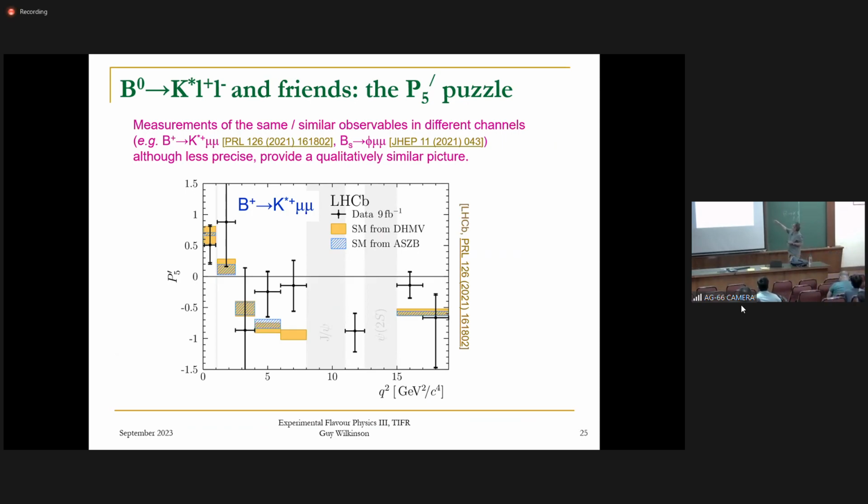And you can look in other decays of the same family, like the charged decay, B plus to K star mu mu with a charged kaon, or Bs to phi mu mu. Again, you get behavior which is qualitatively and quantitatively similar. So something is happening.